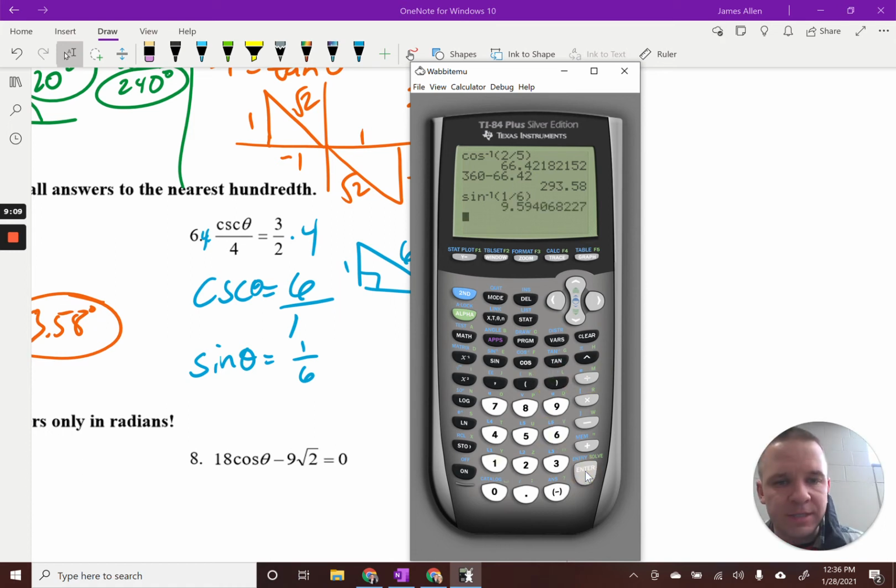And I get 9.59. And then to get my second quadrant, I would do 180 minus that. And again, I do have the answers, but I'm plugging it in because it's fun. You know what I'm saying? 9.59. So I do 180 minus that, and I would get 170.41.